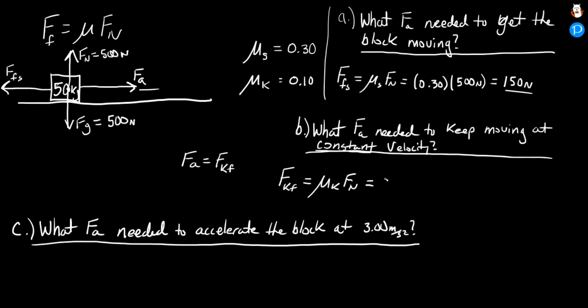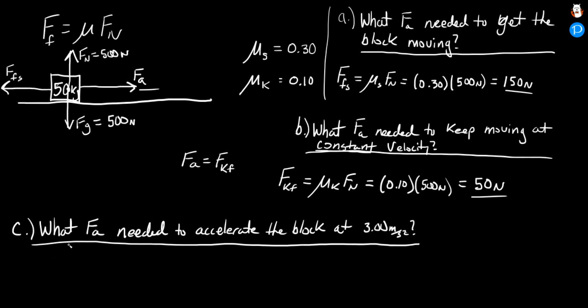So in this case, it's just going to be 0.1. So kinetic friction 0.1 times that normal force of 500 newtons. And so that means I would only have to apply 50 newtons of force. So once it breaks free, I apply that first initial 150 newtons to break it free. Then I could actually pull with quite a bit less force, 50 newtons, just to keep it moving at a constant velocity.